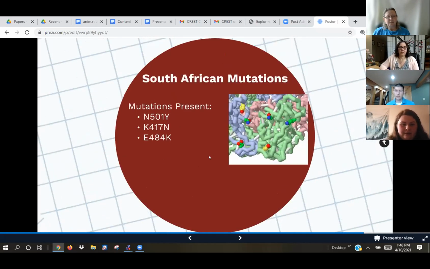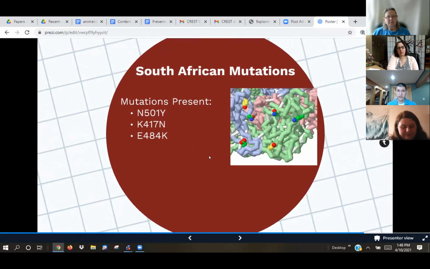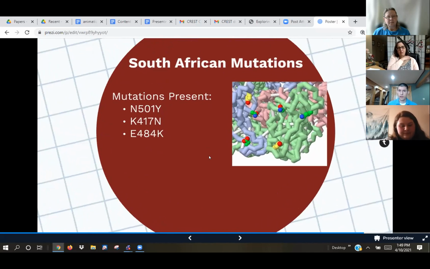Now going to the South African variant, we see some of the mutations that Trisha explained earlier. We have the mutations 484 and 417 as well as 501. The 484 and 417 are in the receptor binding domain of the spike protein, and these mutations increase the affinity this protein has for the ACE receptor, and that allows it to have higher infectivity.